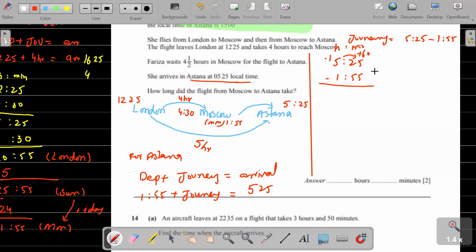This is my hour section, this is my minute section. So I have to subtract 1 from the hour section. Now let's rewrite the equation. Whenever you are going to add or subtract something, you need to rewrite the equation. So 60 plus 25 is going to be 85. 5 minus 1 is 4. Let's subtract it now. It's going to be 30. And here 4 minus 1 is 3. So it is 3 hours and 30 minutes. That is the time which the flight has taken.